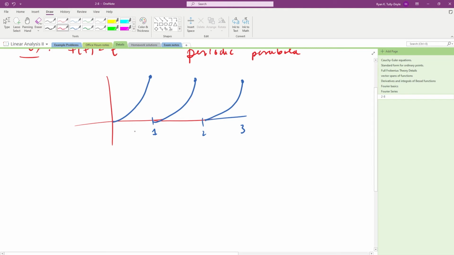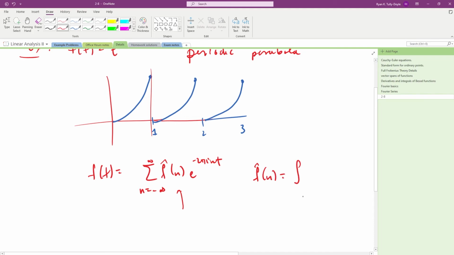So one thing I might think to do would be, well, if I can express f of t as a Fourier series, then I could write down an expression that computes f hat of n, the nth Fourier coefficient, as the integral from 0 to 1 of t squared e to the minus 2 pi i n t dt. And I don't have to pick a specific value of n. I could pick a specific value of n, but I don't have to. I could do it for all n simultaneously.